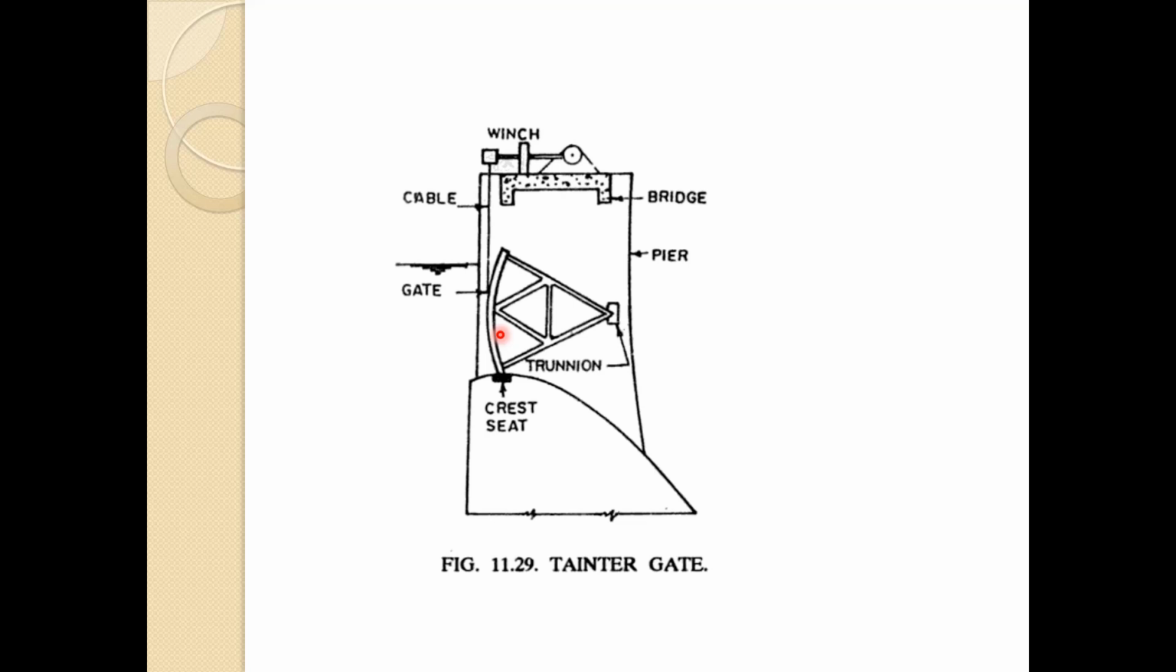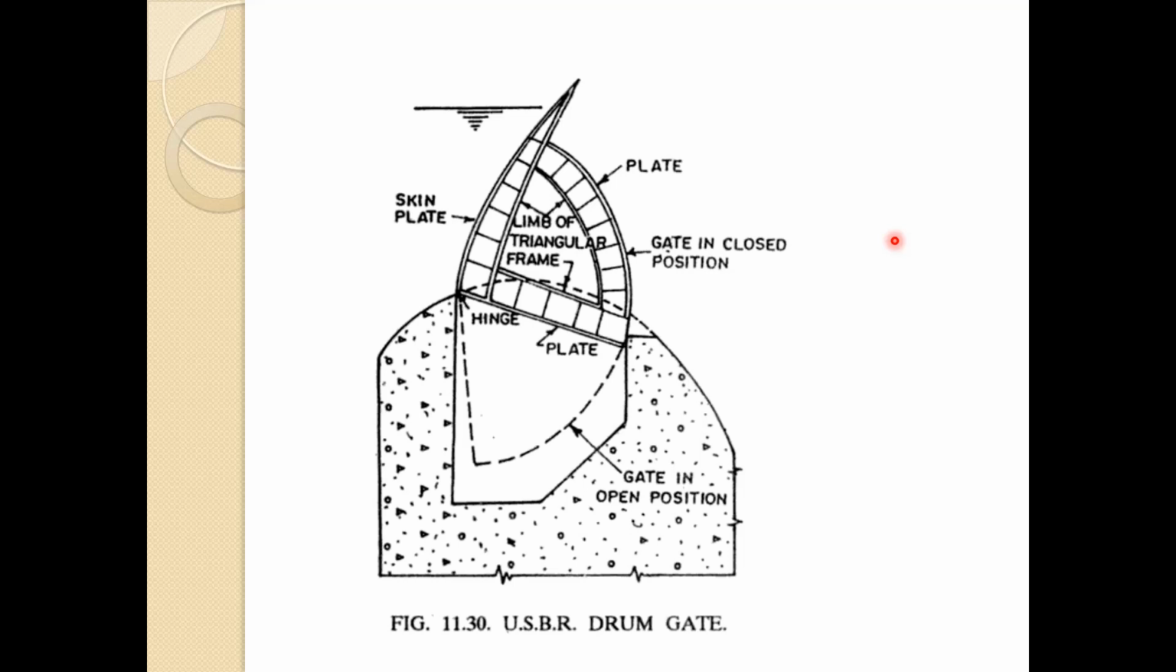The hoisting cables are attached to the gate and lead to the winches on the hoisting platform. Here you can see the winch and this is the platform. The winches are usually motor driven, although hand driving is possible for smaller works or at a time of power failure.